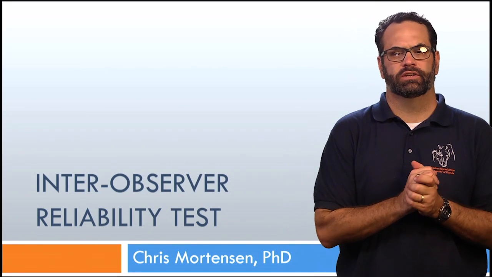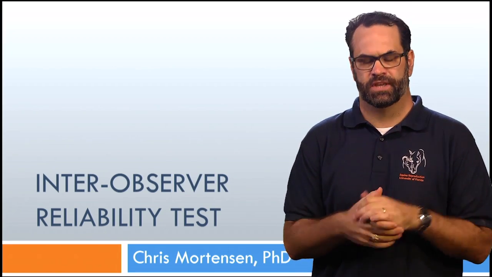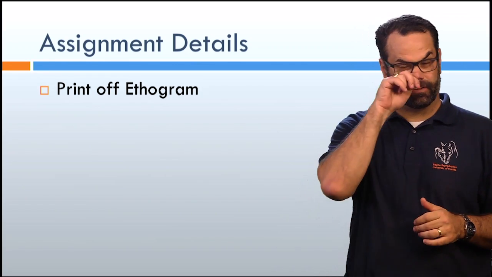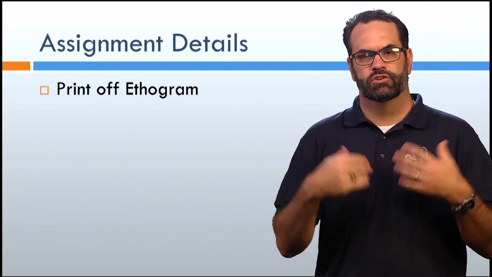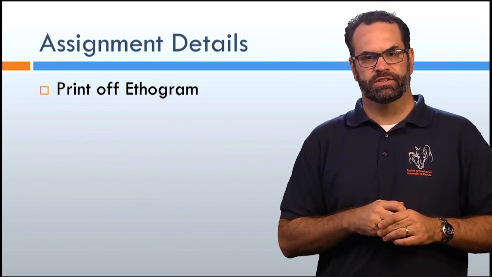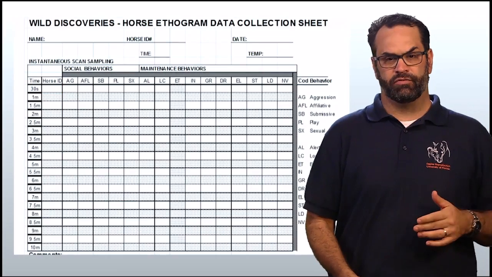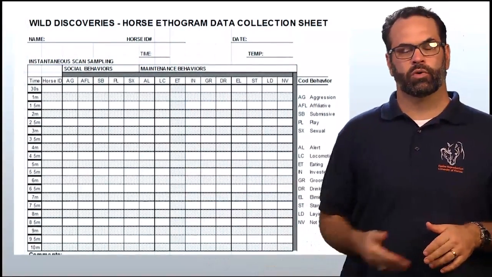Okay, so in this video, we're going to show you how to do an inter-observer reliability test using some of the tools that we're giving you off the website and off our course site. With the assignment, you're supposed to conduct an inter-observer reliability test. So the first thing you want to do is print off the ethogram that we have built and provide for you. This shouldn't be too new to you, you should have seen this before.